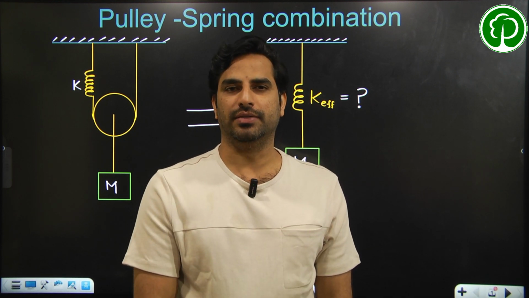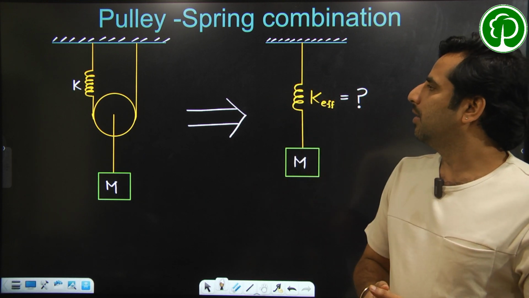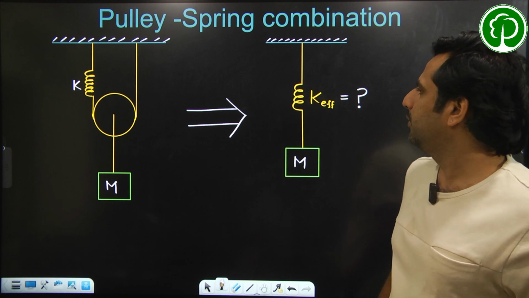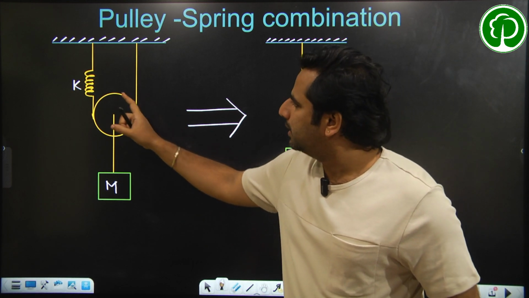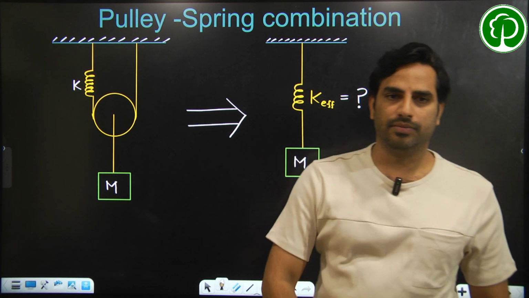This is Vikram Dachepally. What if you have a pulley and spring combination? There is a very good method to solve the problem of pulley and spring combination, that is replacing pulley and spring with a single spring and finding its effective spring constant.